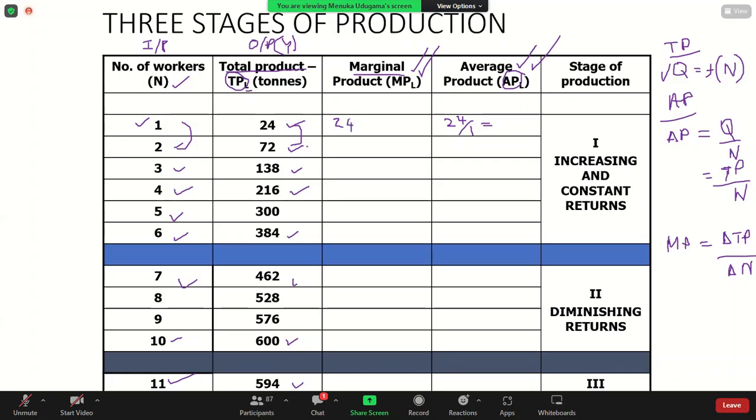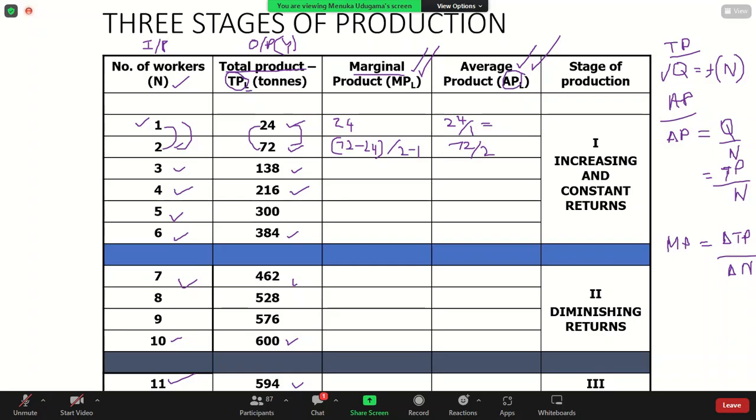Now, when you add the second worker, it's 72 over 2. And here it's 72 minus 24, and we divide by this difference, 2 minus 1. Right? So that would be the marginal product.